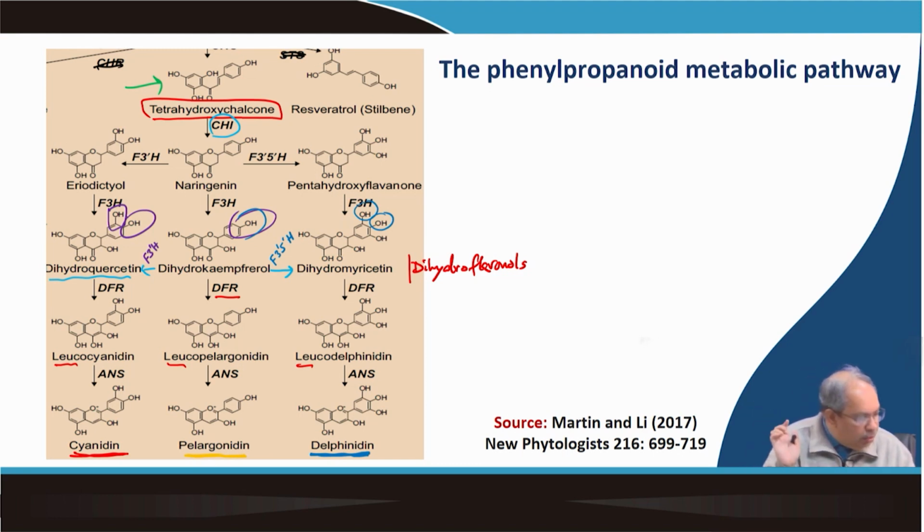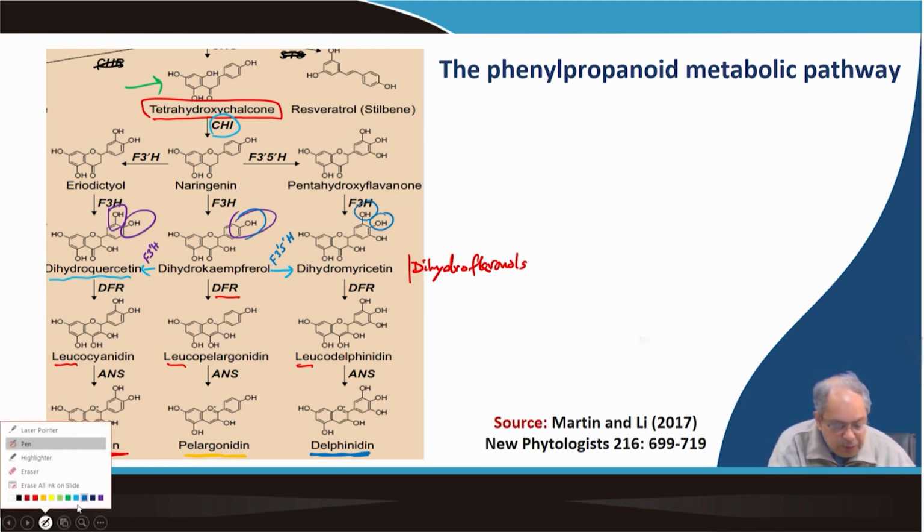So, this is in brief about the biosynthesis of anthocyanins. Okay. And what I have said in the previous class, that these dihydroquercetin or dihydrokaempferol or dihydromyricetin can be converted into either myricetin, which is a flavonol. So, that is called flavonol synthase, which I have shown in the previous class.